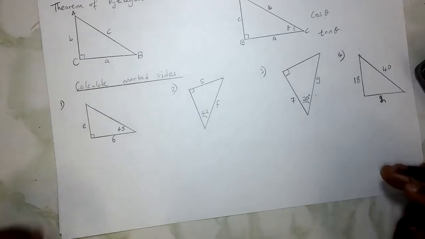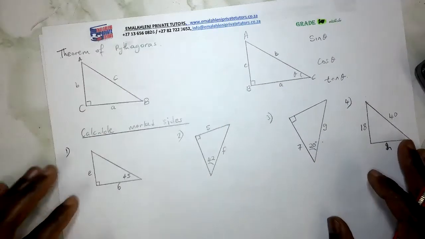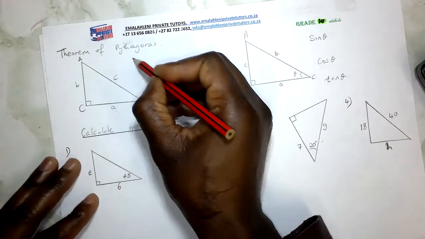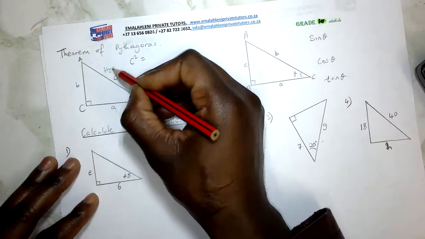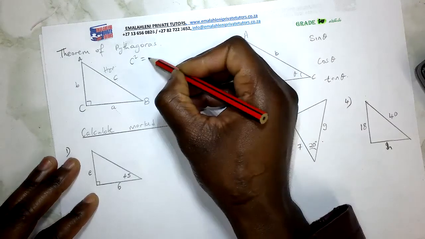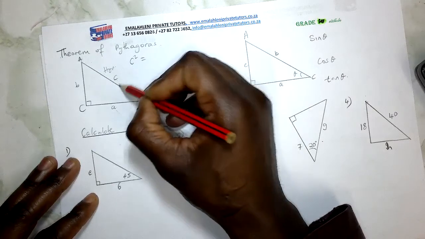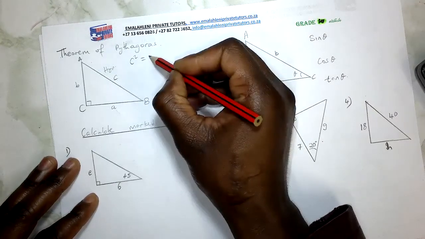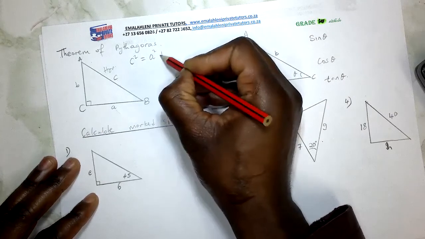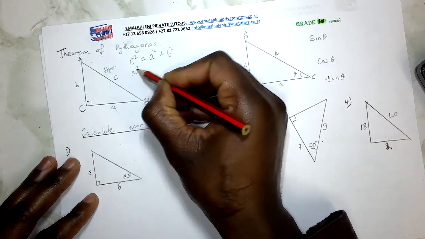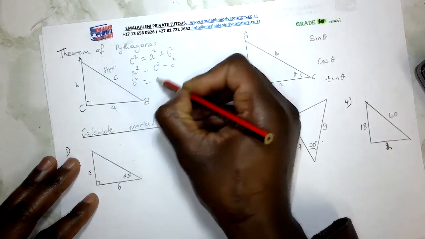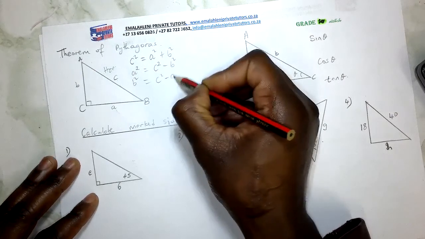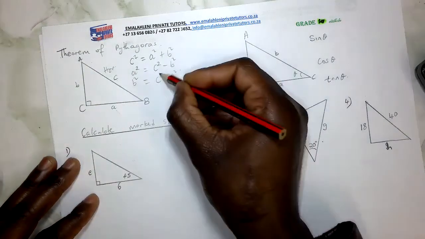Okay. Now, let's move on to the theorem of Pythagoras. We all know this. C squared is equal to the side opposite the 90 degrees, the longest side, the hypotenuse. The other sides are smaller than the hypotenuse. So C squared is equal to A squared plus B squared. And A squared is equal to C squared minus B squared, and B squared is equal to C squared minus A squared. That's what you have to know because the hypotenuse is the bigger side.